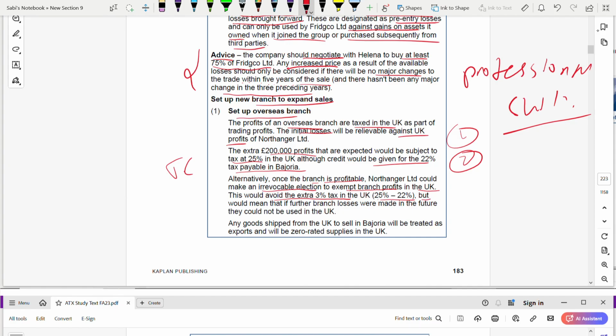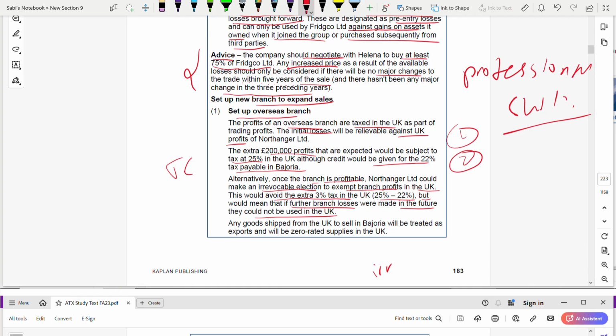But see, if you are having a disadvantage along with an advantage, try to give both sides, okay, not just one side. Advantages, yes, 3% tax you are saving. Disadvantages, if further branch losses were made in future, they cannot be used in UK because it's an irrevocable election. When you're writing an election, always write next to the election whether it's irrevocable or revocable. Very important.